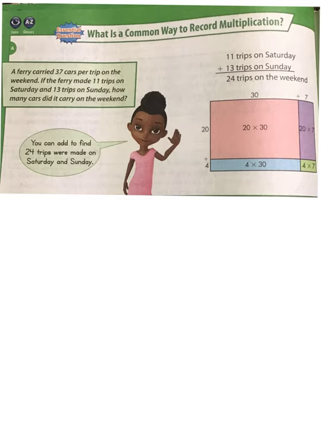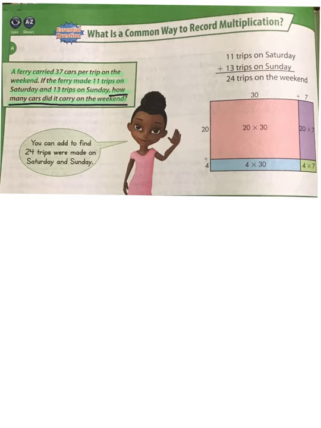Today we are going to learn how to multiply a 2-digit by 2-digit number using a standard algorithm with regrouping. A ferry carried 37 cars per trip on the weekend. If the ferry made 11 trips on Saturday and 13 trips on Sunday, how many cars did it carry on the weekend? Our question is asking us, how many cars did it carry on the weekend?